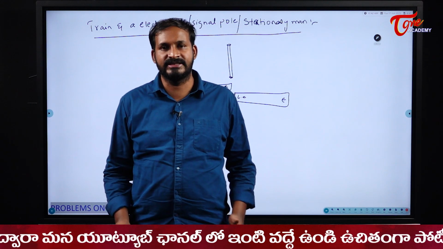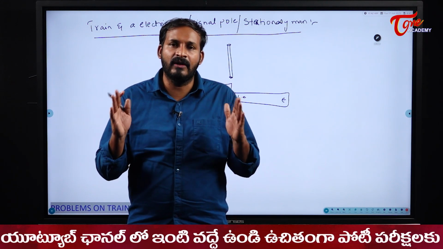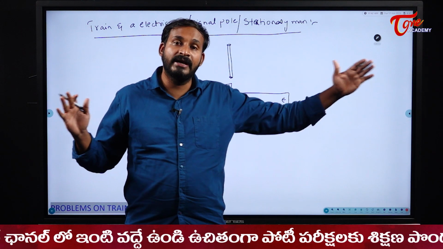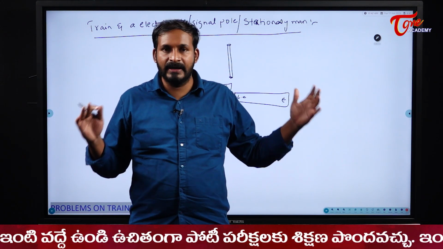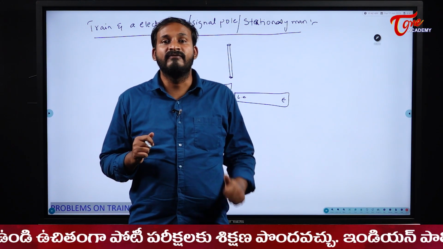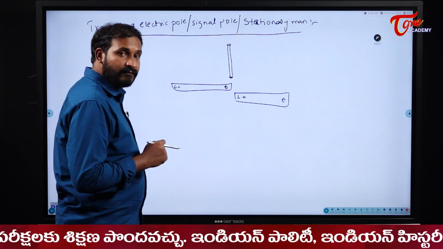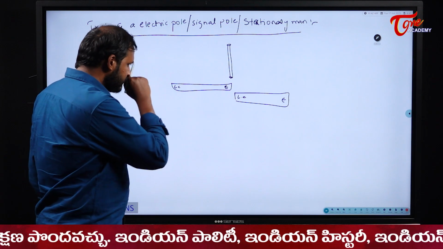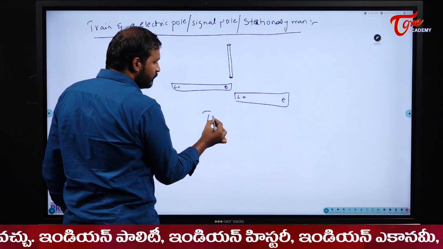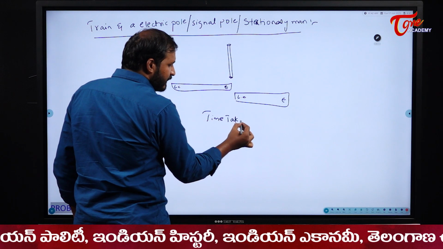Not only in the pole case, students, if we see a man standing on the platform, the width will be very, very less when compared with the length of the train. So because of that reason, what we are going to do here is very simple, students. Time taken to cross.